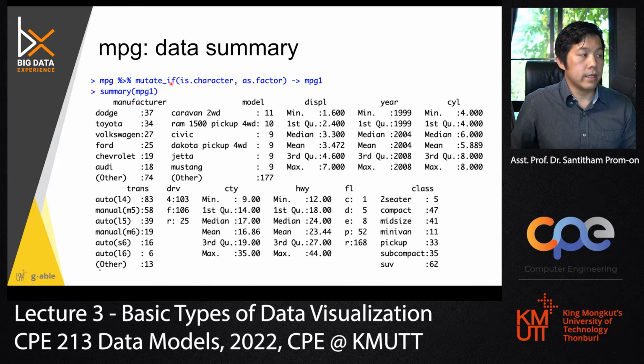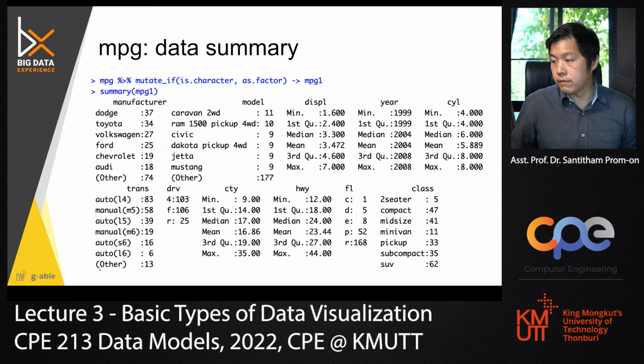Mutate_if means that for each column, it will mutate the column. Mutate will create a new column. is.character is a function to test the column. If that column is a character column, then this function as.factor will be applied. And then I got this mpg1. Okay, let's take a look at this first to see the difference.